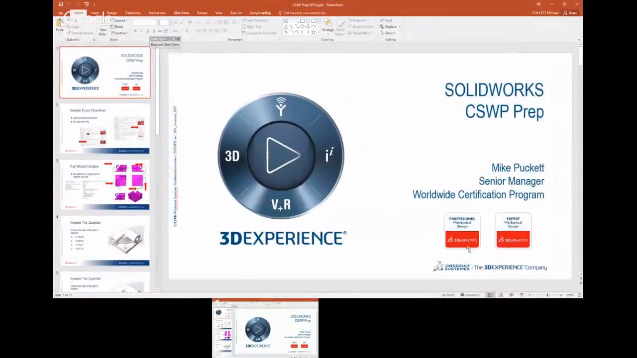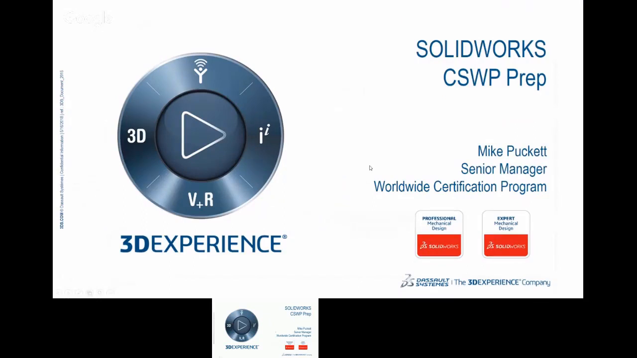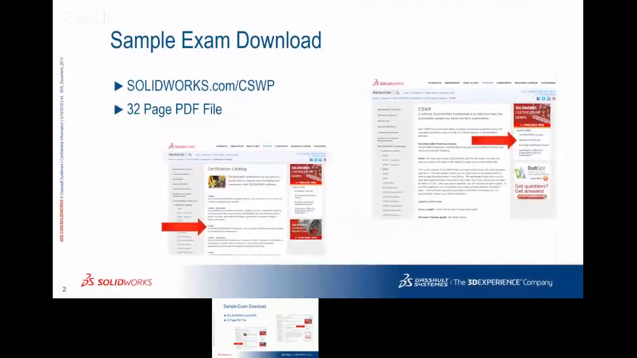So let's switch over to the topic that we're all kind of here for today. This is the CSWP Prep. This is 100% based on our sample exam. You can go to solidworks.com/CSWP, and there's a sample exam that you can download. It's a 32-page PDF file, but most of it talks about how to create your account and all this other stuff. About 10 or 15 pages of it is actually what we're going to go through today.